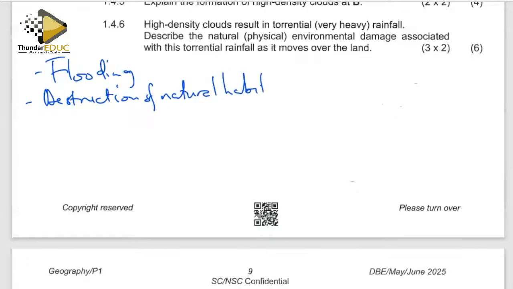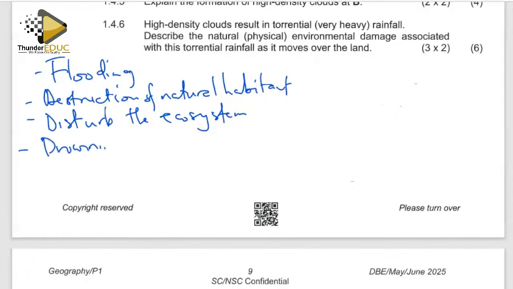The habitat might be destroyed because of excessive heavy rainfall over the land. And also, we can talk of the disruption of the ecosystem. The ecosystem is also affected. The balance of nature is also likely to be affected by the heavy rains over the land. Then also, we can talk of aspects like drowning of wildlife and vegetation.